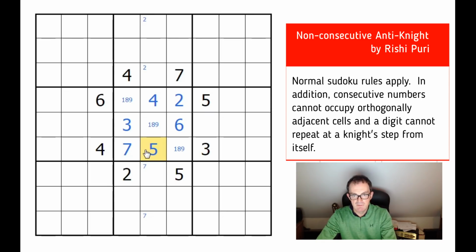Now, can we use any of the... Yes, we can. 6's, look. These 6's, that can't be a 6 because it would be a knight's move away. So that's a 6. And sort of symmetrically, these 3's, that can't be a 3. So that must be a 3.